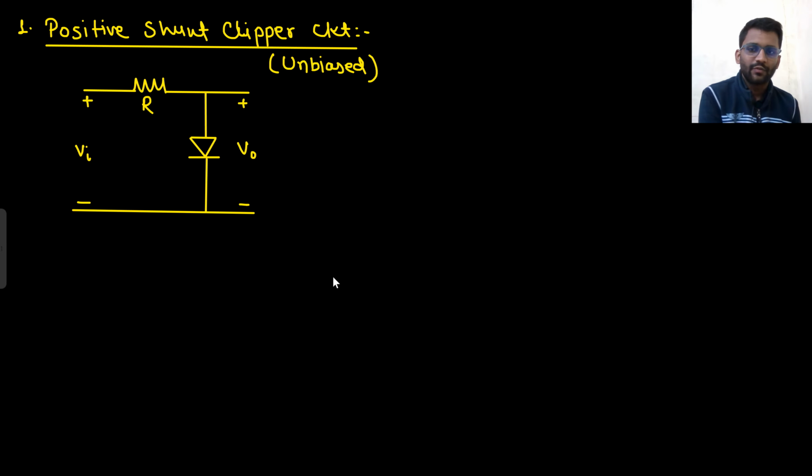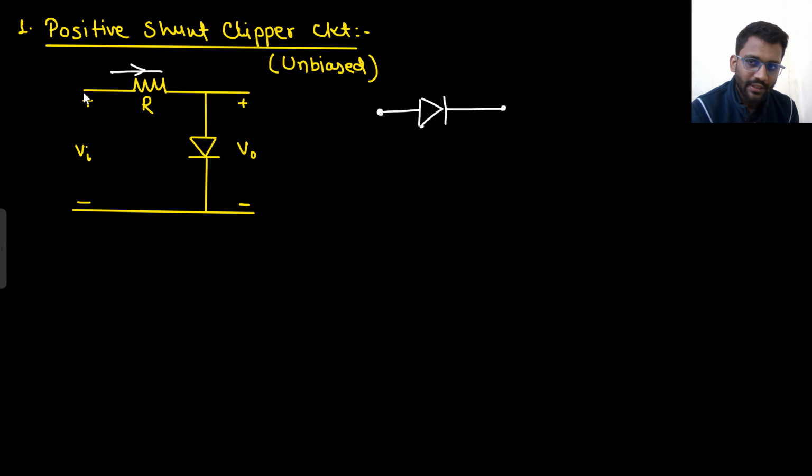So let's see the analysis of a very simple circuit. So here the diode is given. What we will do? We will apply open circuit test. Now since we are going to apply open circuit test, this diode will be open circuited, so there will be no current through the resistor. If there is no current through the resistor, that means this V in will come here, right?